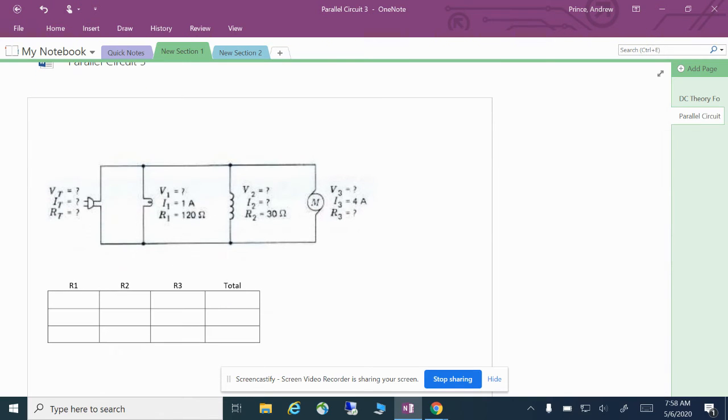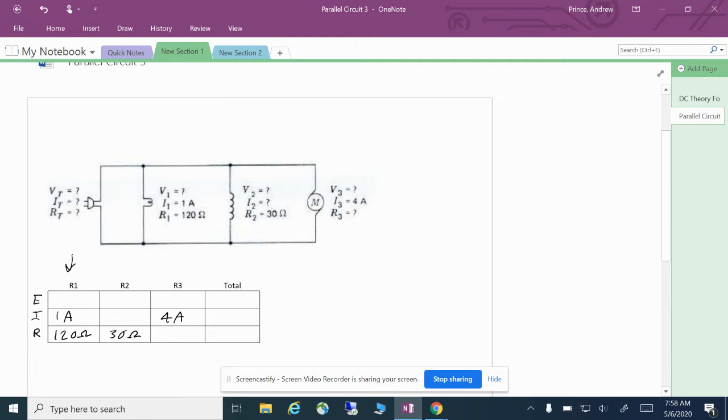Alright, so for resistor 1, we got 120 ohms. And we have a current value. So we've got 1 amp. For resistor 2, we've got 30 ohms. And for resistor 3, we've got a current value of 4 amps, and that's it. So with this information, we can see we can already find the voltage on this one right here.